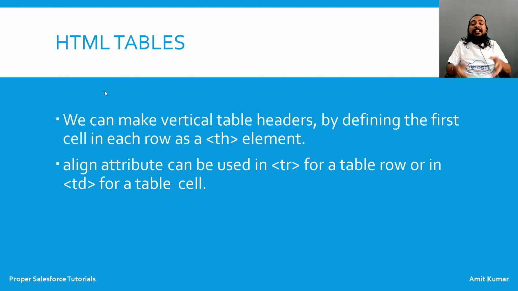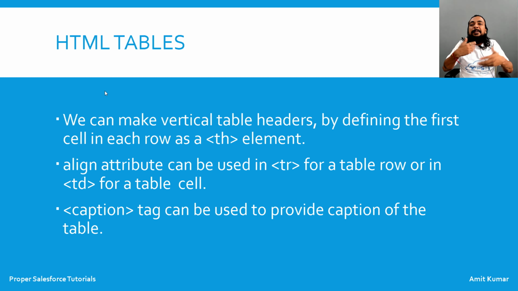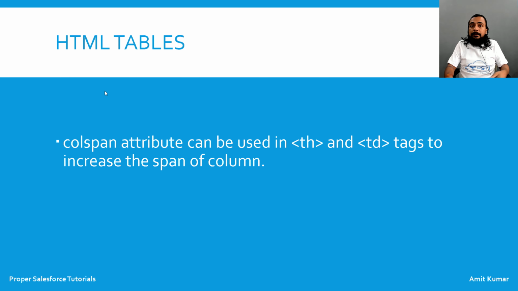Now captions are nothing but those extra texts that tell us about that specific image or that specific object. You might have seen in your books, whenever any specific image or any specific figure is mentioned over there, a caption is written like image 1.1 or figure 1.2 and the name of the figure, like what this figure is actually showing. So that is nothing but a caption. Similarly, you can provide a caption to your table. Colspan attribute can be used in TH and TD tags to increase the span of column.